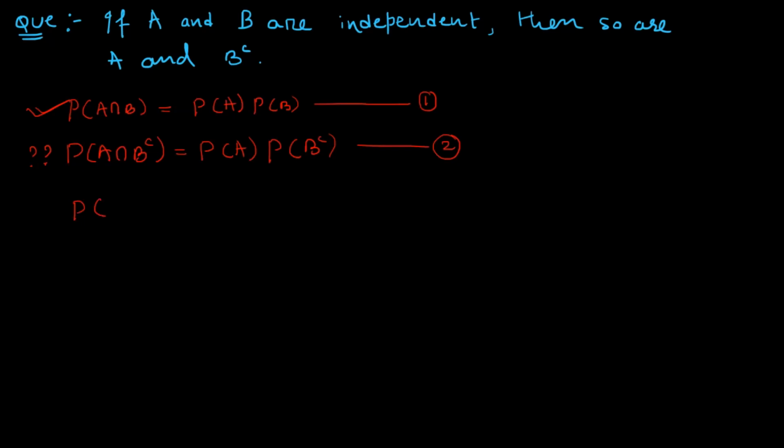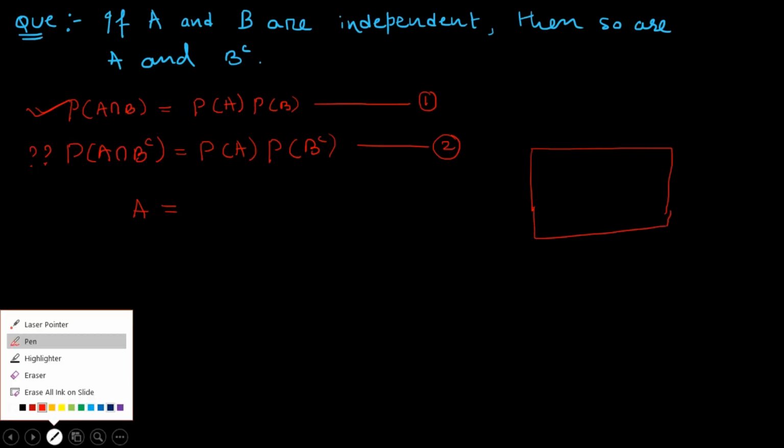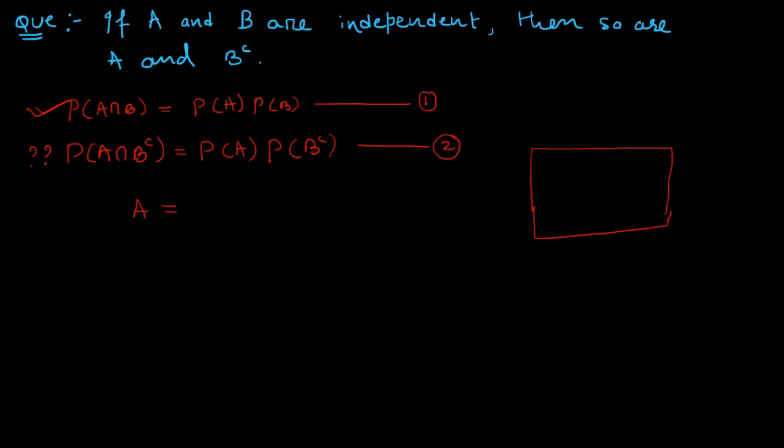Suppose we are finding probability of A intersection B complement. We must have some basic set theoretic notion. Suppose you want to find the set A. We can find the set A by this procedure. See, suppose this is your universal set.